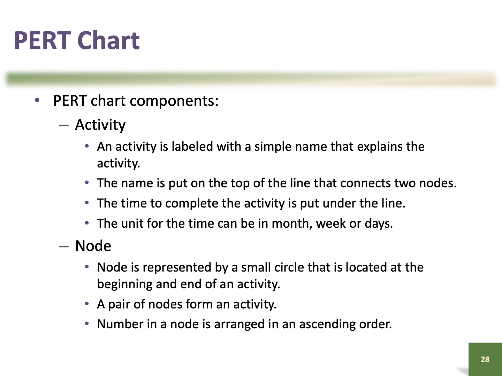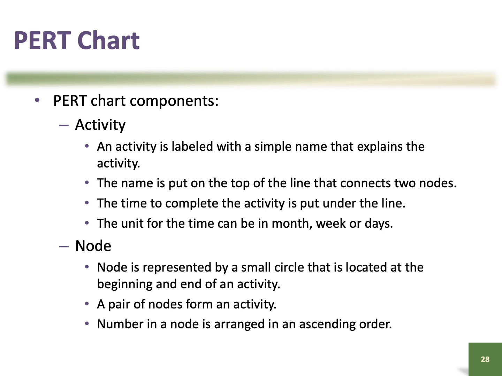Okay, so PERT chart components: it has the activity and also the node. The activity is labeled with a simple name that explains the activity, and the name is put on top of the line that connects two nodes. The time to complete the activity is put under the line, so how many days it takes, right? And it can be month, week, or days, so it depends on your project.